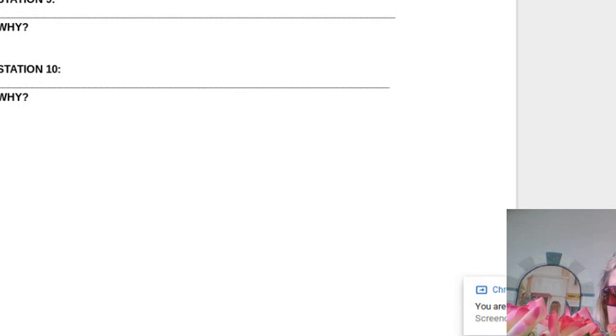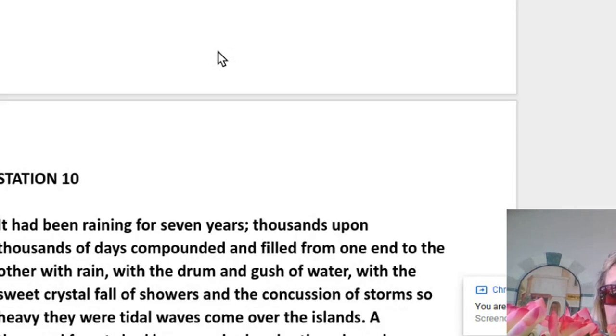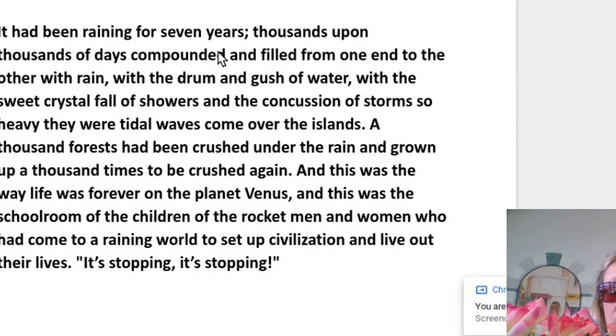Everybody check it out. Station number 10 is, it had been raining for 7 years. Okay, wait a second. Where does it ever rain for 7 years? And, oh, the planet Venus? Nope. Station number 10 clearly is not literary nonfiction. It's a fictional story. Science fiction is the genre. And you can tell this because it's talking about facts that could not possibly be true. Therefore, it is fiction. So there you go.